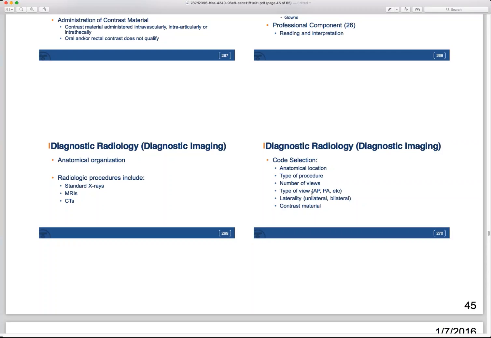And remember, we were just talking about the different types of views, anterior, posterior, right? That's what that acronym stands for. So the type of view. And these are just steps. Not everyone is going to use the same steps, but this gives you a little rule to follow when you're coding radiology. And then is laterality, bilateral or unilateral? Is it mentioned in the question? Does it say bilateral, but in your definition, it only says unilateral? Then you know you need to append modifier 50. So laterality. And then again, is contrast material used? With or without contrast? So those are the 6 steps to code for radiology.